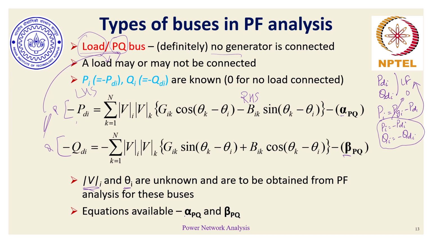So we have two equations, alpha and beta. To signify those equations for a PQ bus, I have used a subscript PQ, just to ensure that these refer to PQ buses only. There are two equations for every such PQ bus, and only two unknowns for every such PQ bus. So we have ensured consistency between the number of equations and the number of unknowns for one classification of bus, which is known as the load bus.